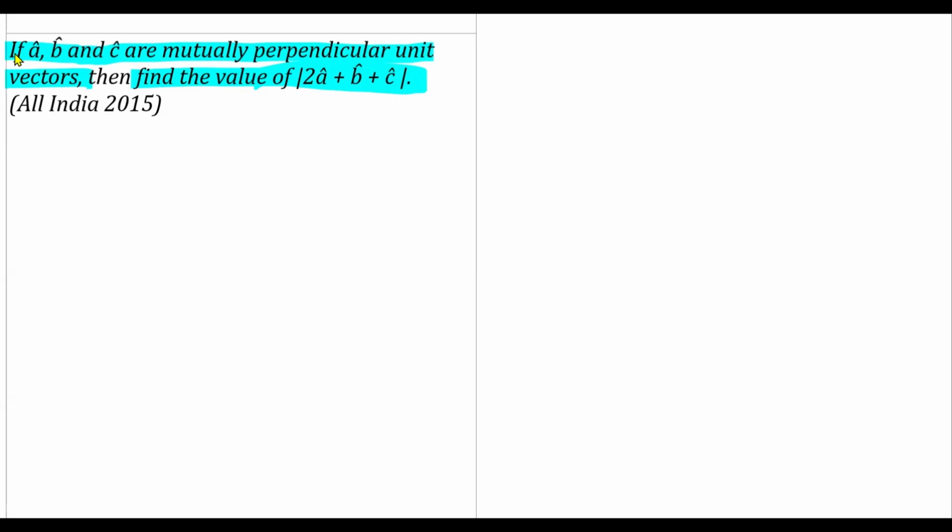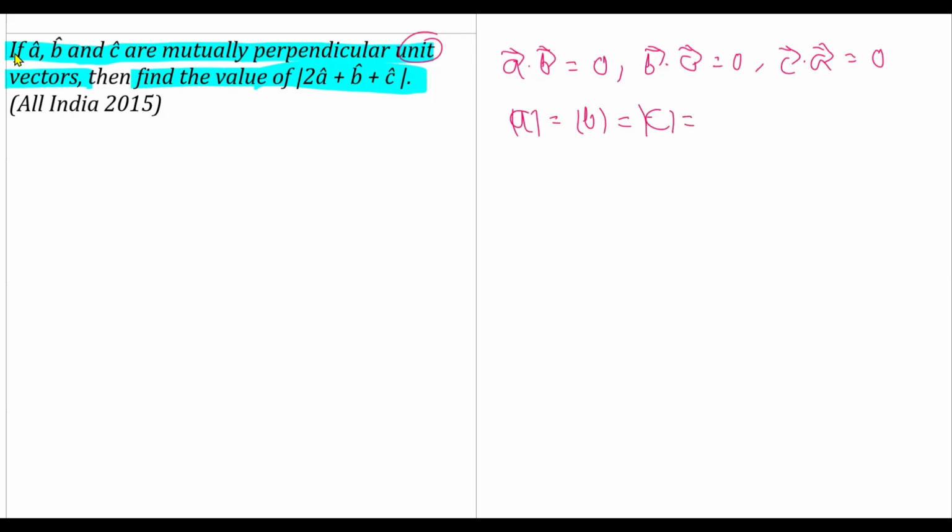Now, what does it mean by mutually perpendicular? It means A is perpendicular to B. It implies that A dot B will be 0. B is perpendicular to C. That means B dot C is equal to 0. And C is perpendicular to A. And therefore, C dot A is equal to 0. Further, you can say they are unit vectors. That means A magnitude is equal to B magnitude is equal to C magnitude, and that is equal to 1.